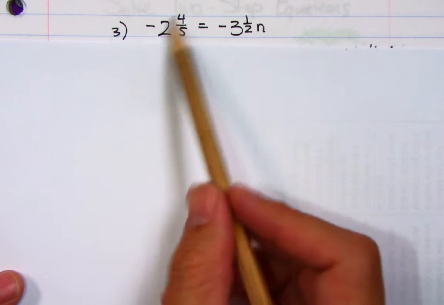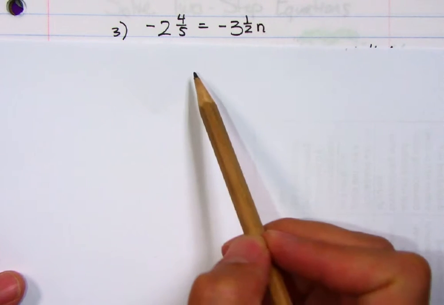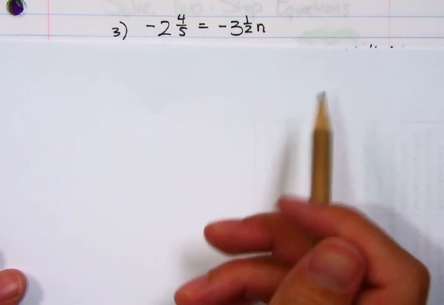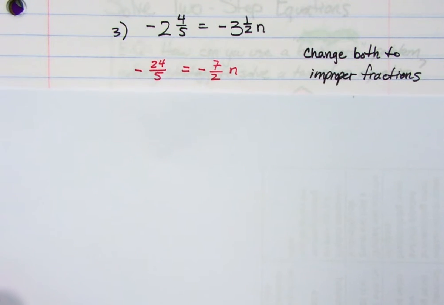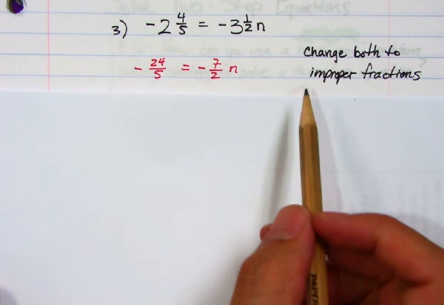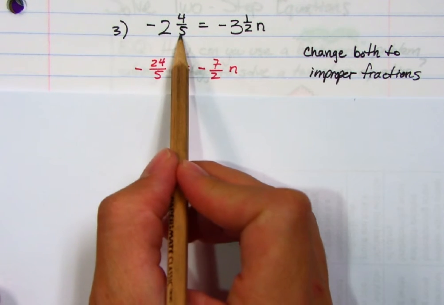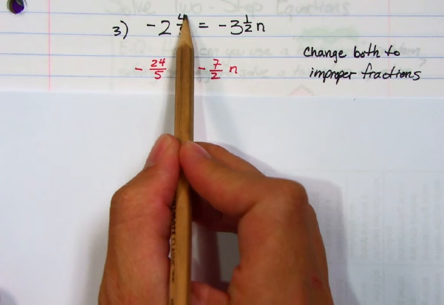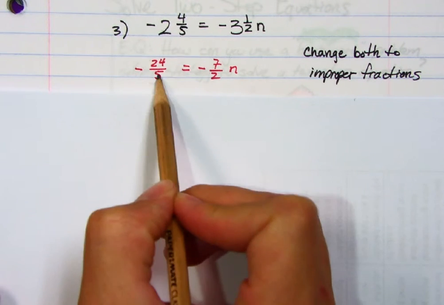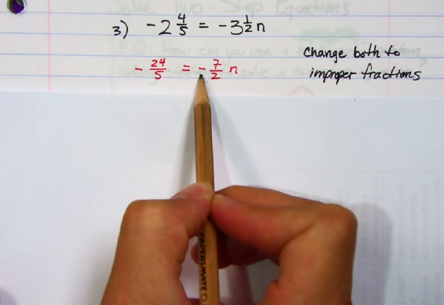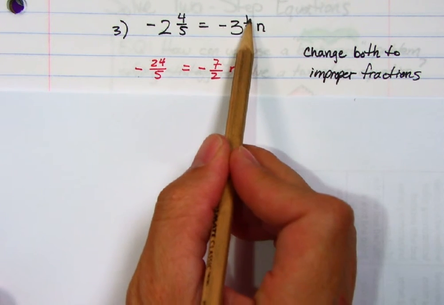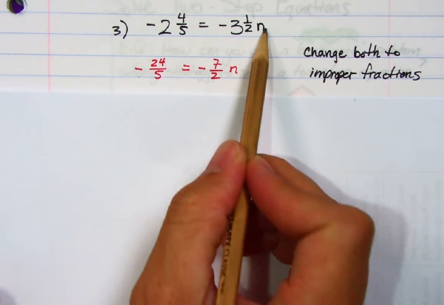Okay, so I've got mixed numbers this time, and both are negatives, and the variable's on the right. Man, I made it hard. Not really. Let's take a look. Okay, so first, change to improper fractions. That's a good place to start. I do that by 2 times 5 is 10, and then 4 more. So 24 over 5. That goes here, and there's a negative. Equals negative. Okay, I put a negative. 3 times 2 is 6, plus 1 is 7. 7 over 2. And then I put my n.